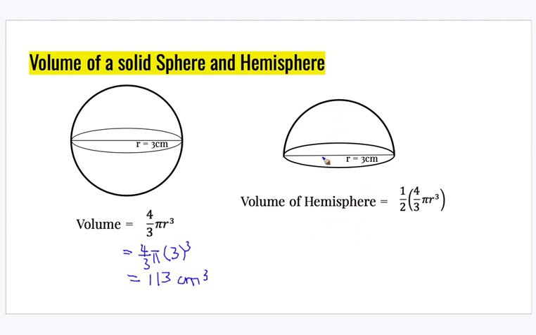The hemisphere is actually half a sphere, and therefore is half of 4/3 pi r cubed, which is actually 2/3 pi r cubed. And this is actually half what we have calculated, 56.5 cm cubed.